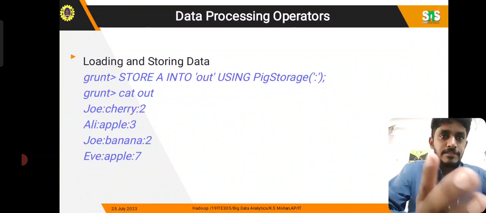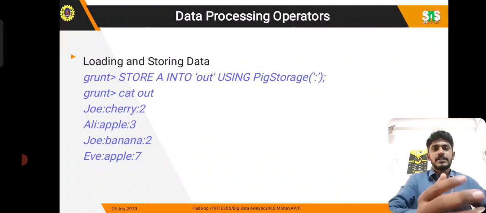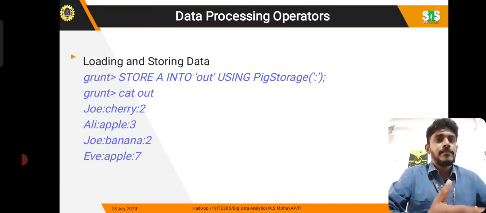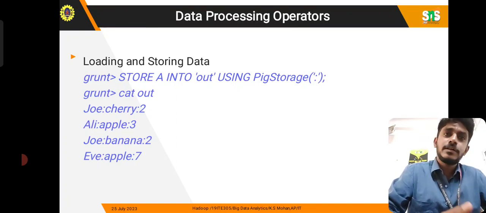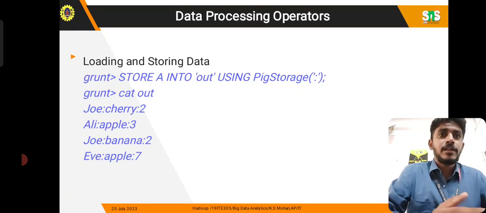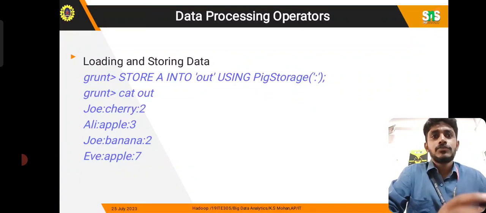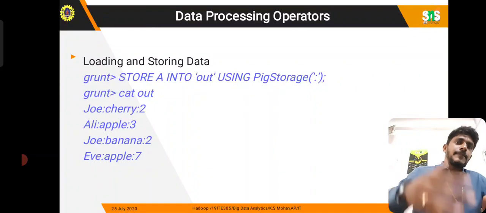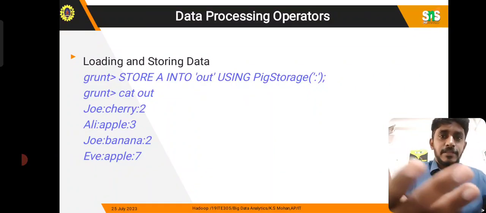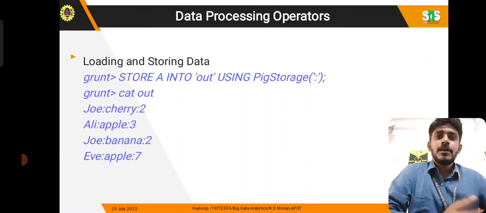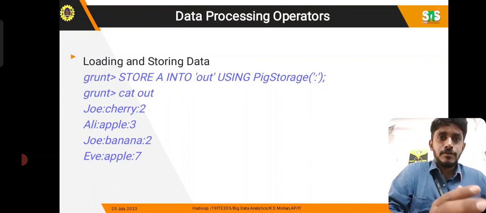For example, in this simple example we can understand how to store A using the Pig store. The main aim of Pig is to store a large volume of data and process it whenever we need, retrieving the data very easily with the help of the Pig concept. So these are the data processing operators available in Pig. With the help of this example, we can see how to load and store.